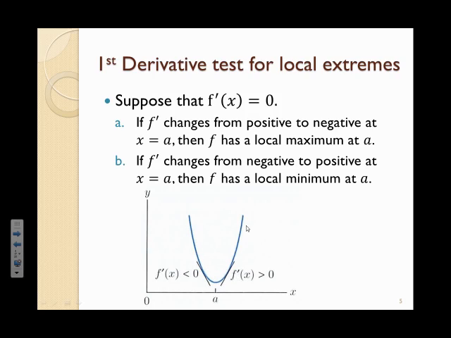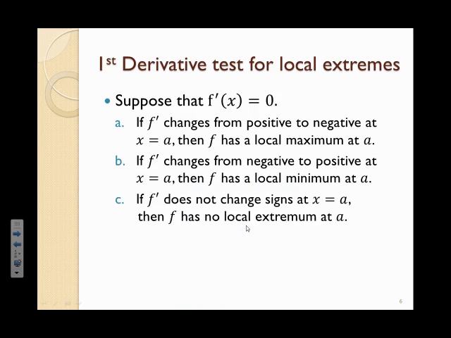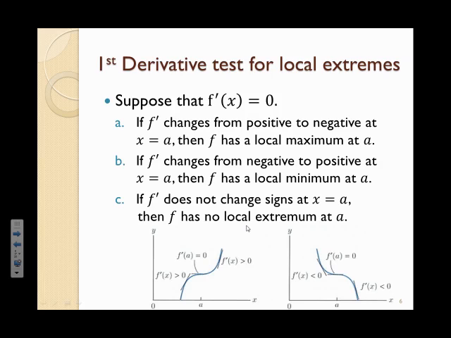So the first derivative, that's how we could find out if it's a local maximum or minimum, just by looking at the slope around point A. But it's also possible that it does not change signs at A. Then we'd say that the original function has no local extremum. It has no local maximum or minimum. That does happen occasionally. In business, we don't see a lot of these.